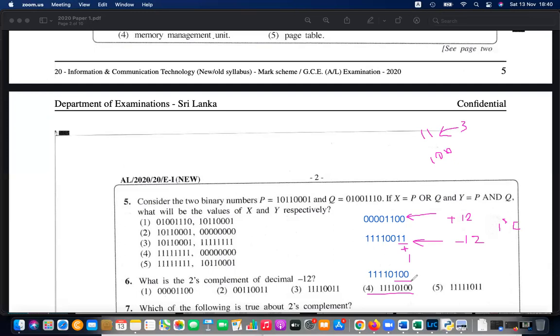3 plus 1 is 4. So remember the last digits. Read the last digit, add 1 and change the last digit, and that will give the answer. Let's say the last digits are 101. 101 is 5.